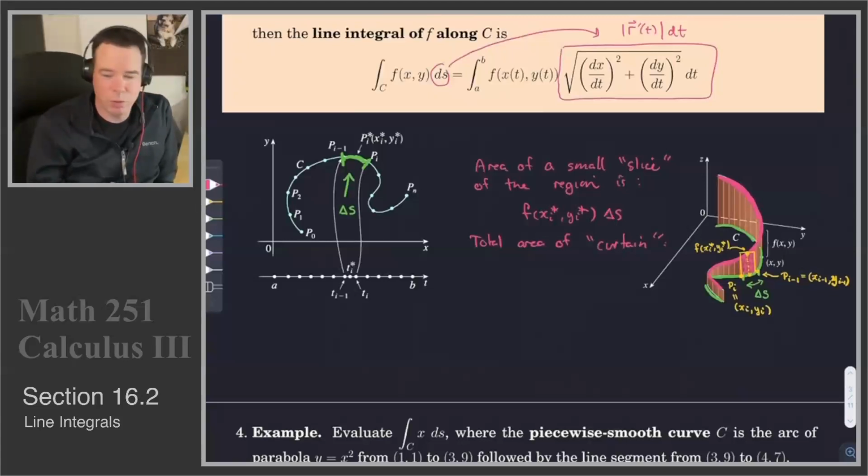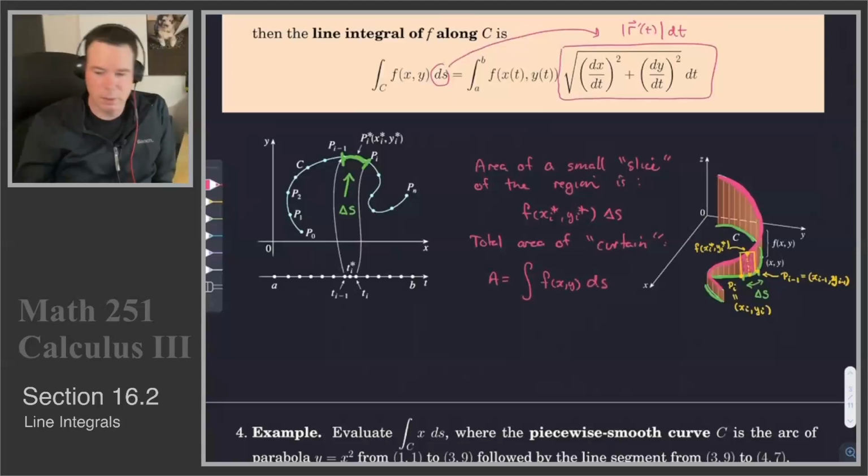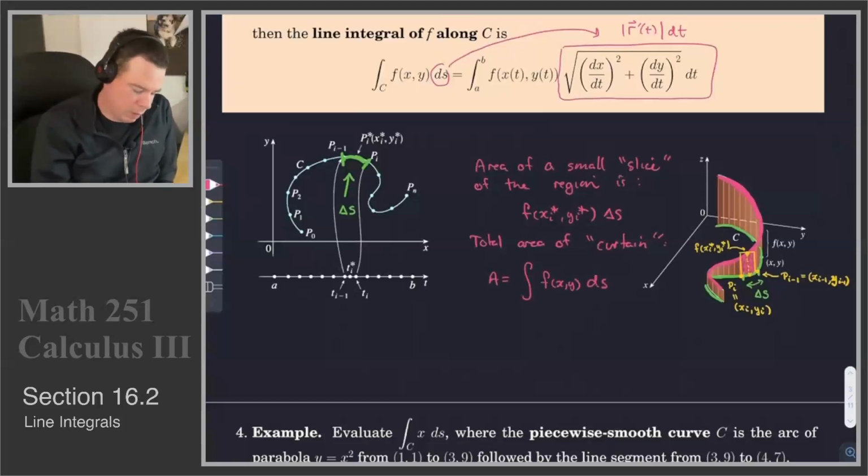But when we sum over all of them and take the limit as the thickness goes to 0, what we get is our integral, the integral of f of x y ds. And so that's our integral of our scalar function with respect to arc length. That's where this integral comes up. And of course, from above, we can replace ds with the magnitude of r prime of t dt. But what we've done is justify where this formula is coming from, why we are even considering it.